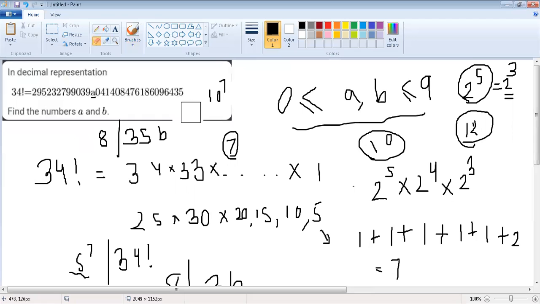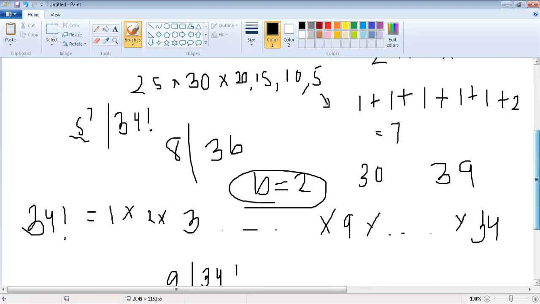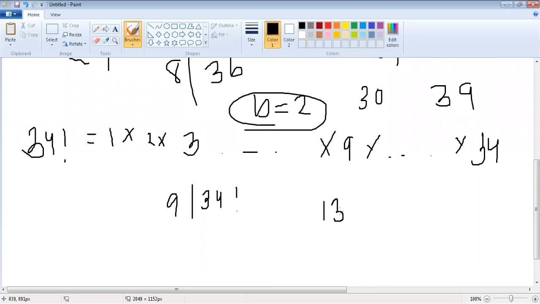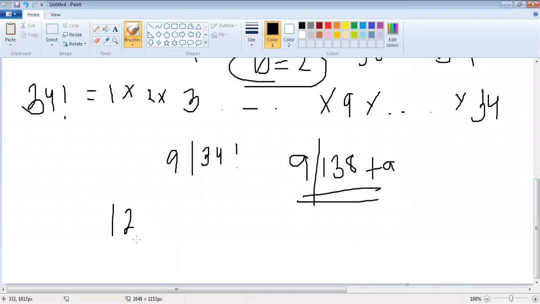then the digit sum comes out to be 138 plus a, and a is a digit. I hope you remember that. Now from the divisibility test of 9, 9 must divide 138 plus a. So 138 plus a must be congruent to 0 mod 9.